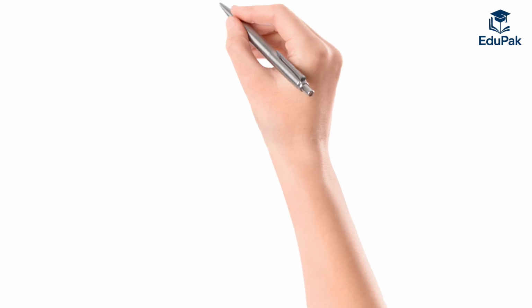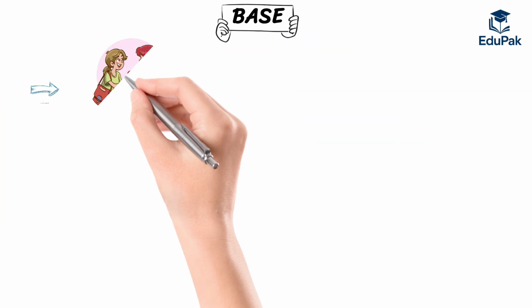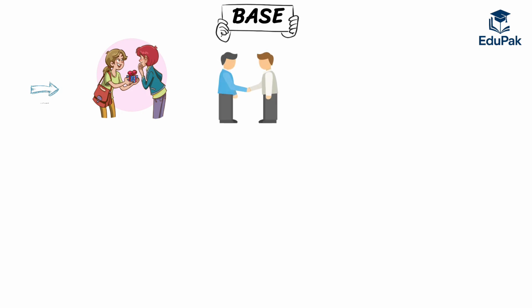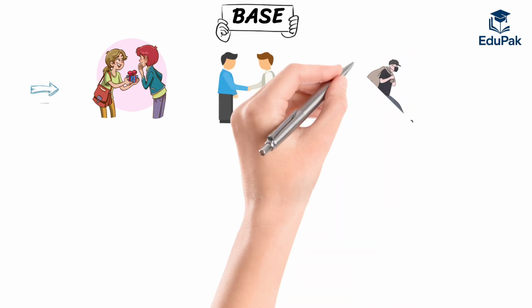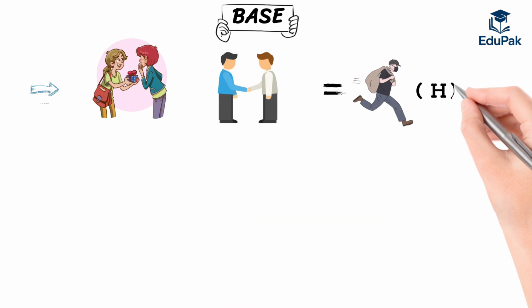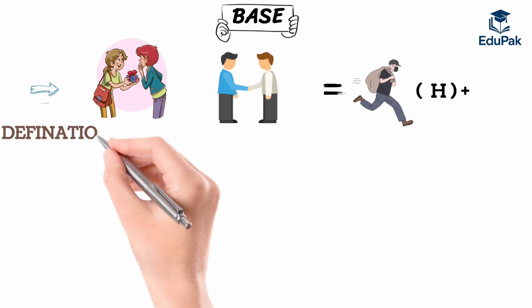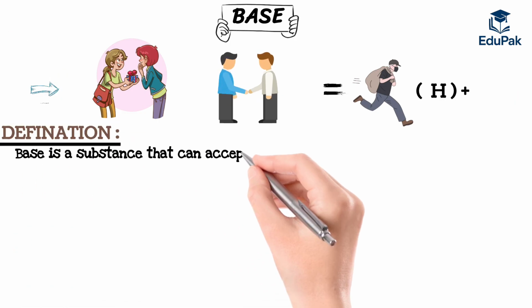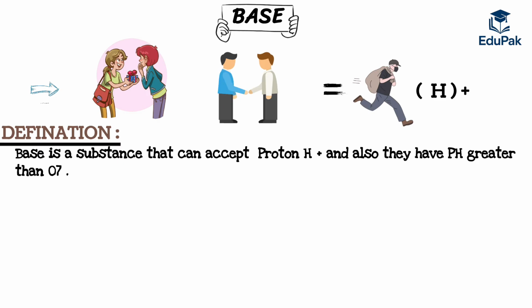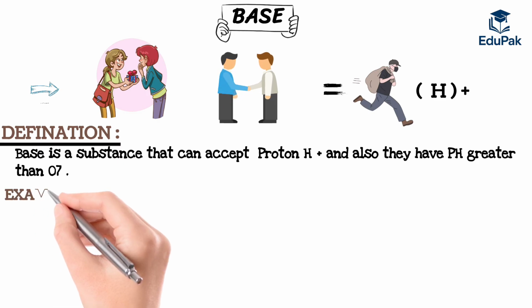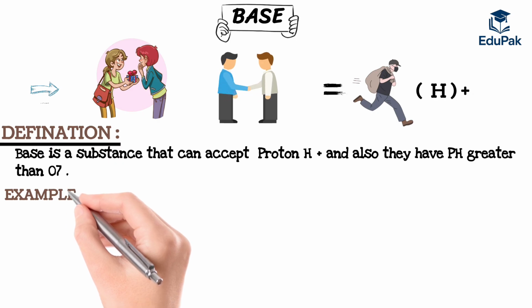Base. A base is just like that reliable friend who always accepts something from you. Whether it's advice, money, or in chemistry, a proton, H+. So in simple words, a base is a substance that accepts a proton and usually has a pH higher than 7. Anything above 7 is basically in the "I'm chill, not acidic" category.